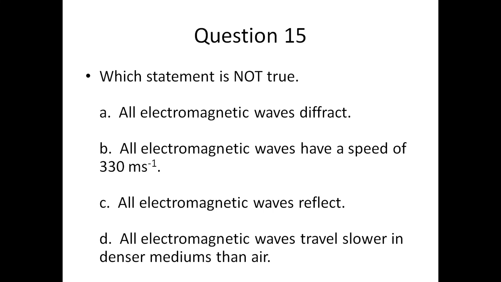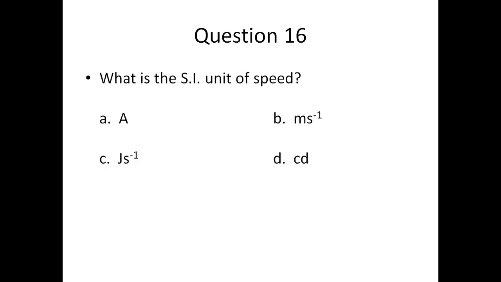Question 15. Which statement is not true? A, all electromagnetic waves diffract. B, all electromagnetic waves have a speed of 330 meters per second. C, all electromagnetic waves reflect. And D, all electromagnetic waves travel slower in denser mediums than air.